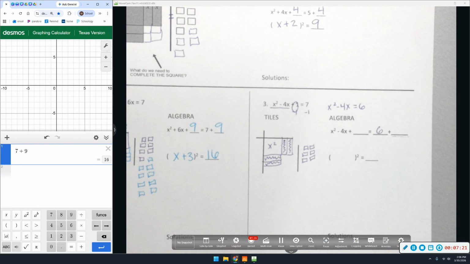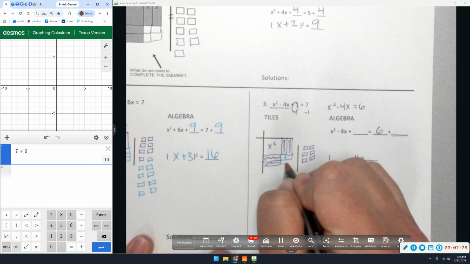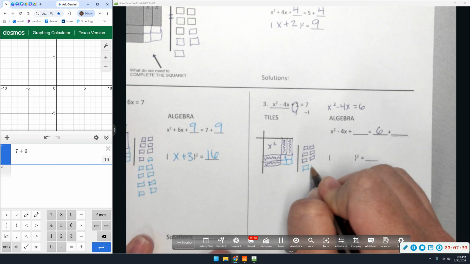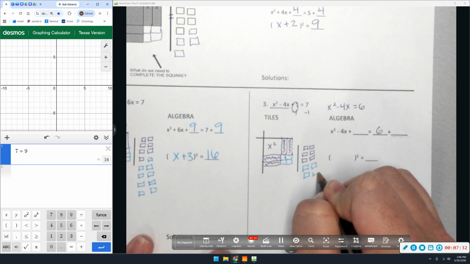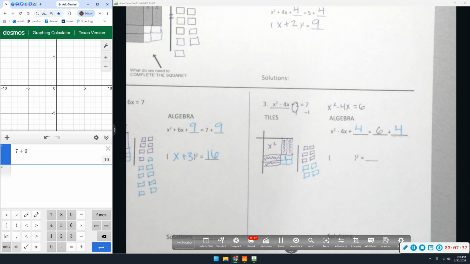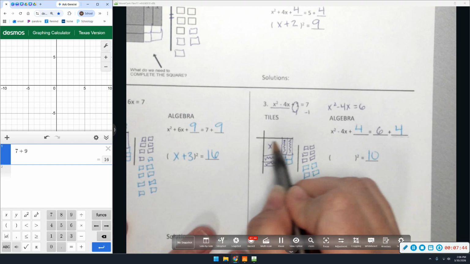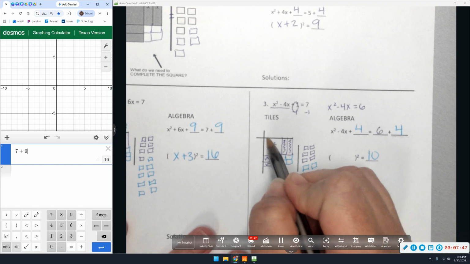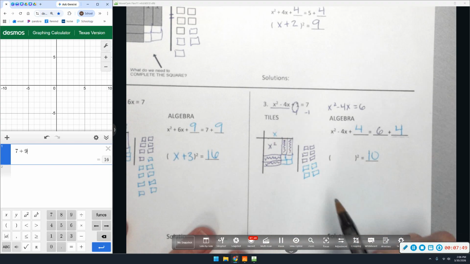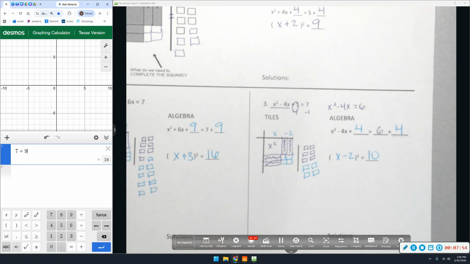How many singles do I have to add to complete this square? 4. 1, 2, 3, 4. So if I add 4 on that side, I have to add 4 on this side, so algebraically we have to have that plus 4 on both sides. What's 6 plus 4? 10. And then here, what are my measurements on my side? What would this give me? Minus 2. Be careful, those were negatives. So there's our answer.